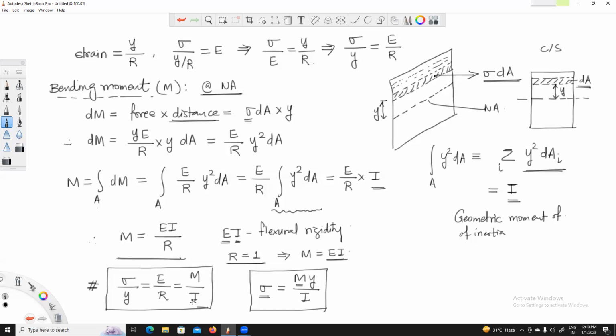So in the next lecture, we'll discuss how to find this second moment of inertia, in brief only for the rectangular cross section, and we'll see how the beam gets deflected when the load is applied and how to find that particular deflection.